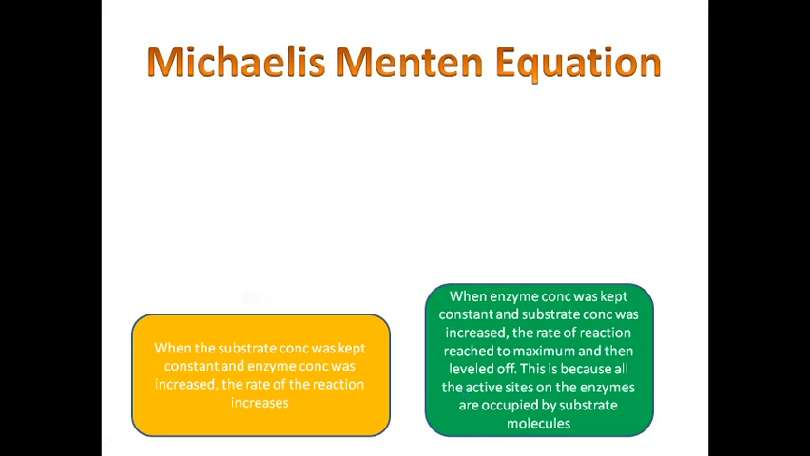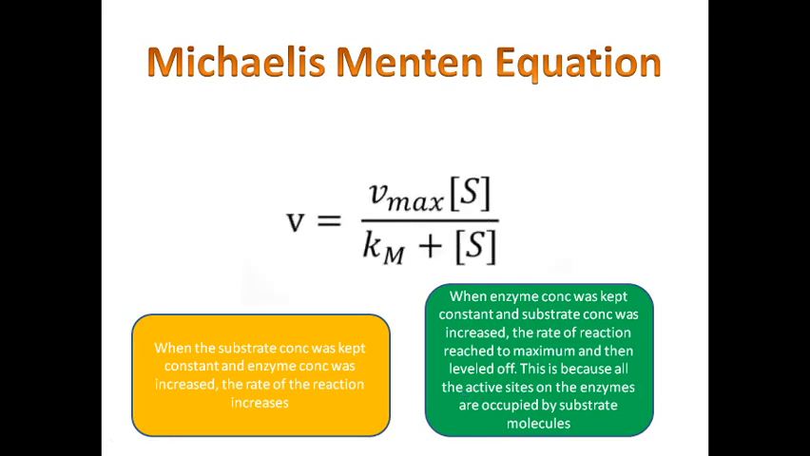So moving forward, let me tell you the Michaelis-Menten equation. We come to the Michaelis-Menten equation. Now we know V, the velocity of a reaction, is equal to Vmax multiplied by the concentration of the substrate, divided by Km plus the concentration of the substrate used in the reaction.